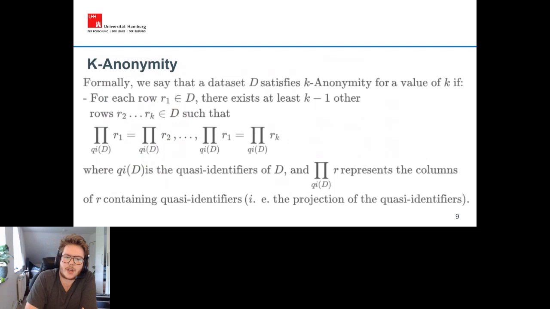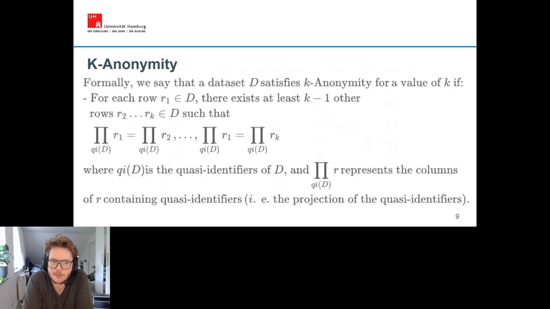And formally you can say that the data set D satisfies K-anonymity for a value of K if for each row there exist at least K minus one other rows that are indistinguishable from it. So what does this mean? Basically, this means if you want a K-anonymity of two, and you select one row of your data, you want at least one other row. So K is two, so 2 minus 1, as we can see in the formula, one other row that is not distinguishable in any of the quasi-identifiers.